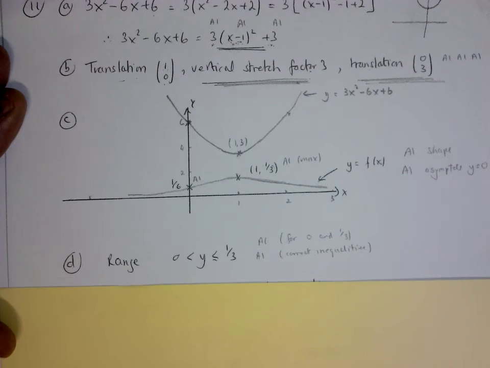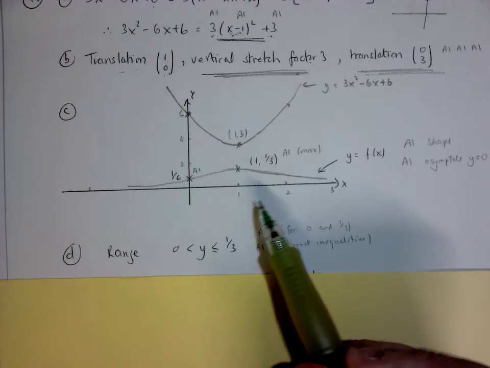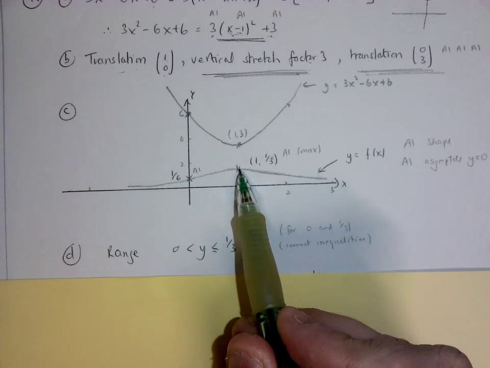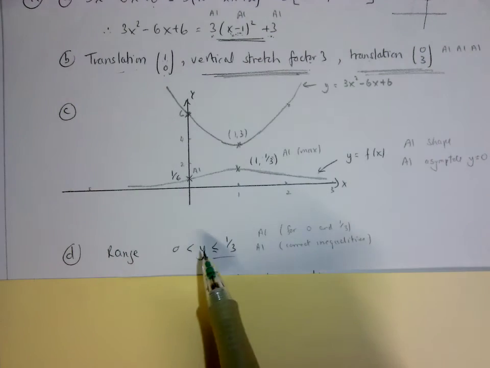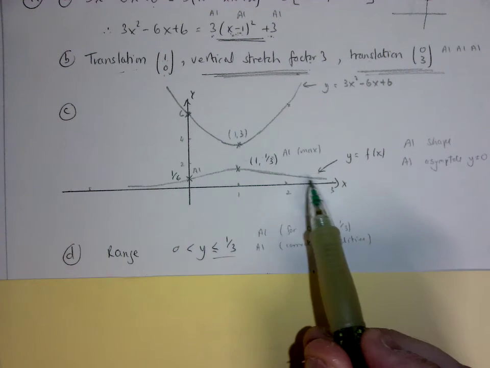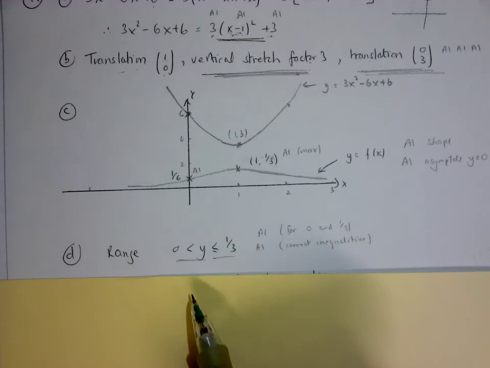The range of that we can then see is that it goes as high as 1/3 and actually touches 1/3, and it's asymptotic to the axis, so y is greater than 0. So there was the range.